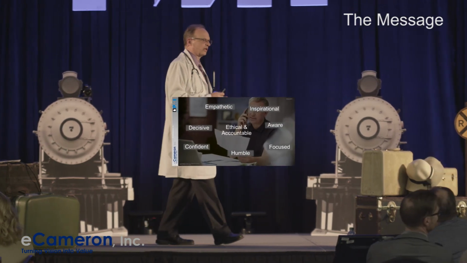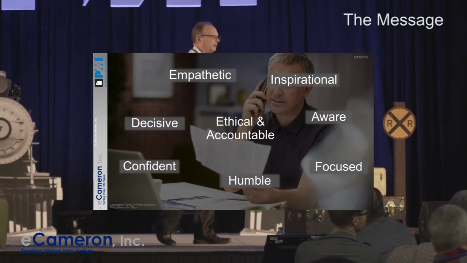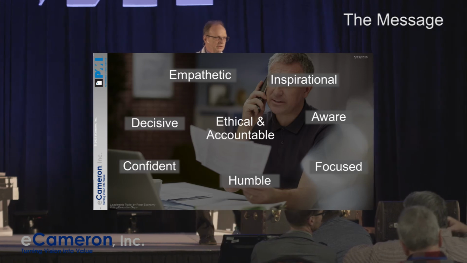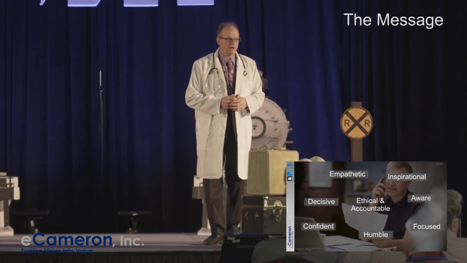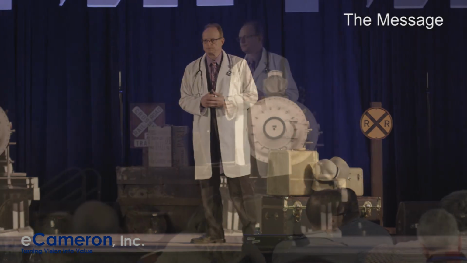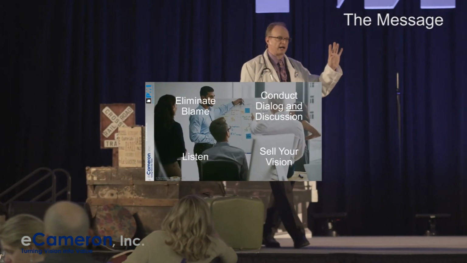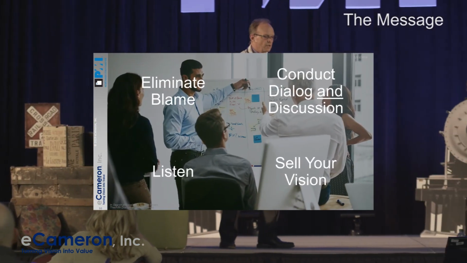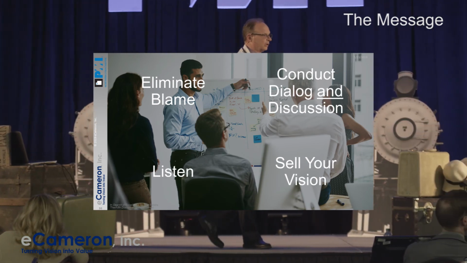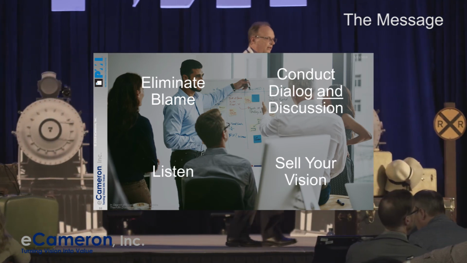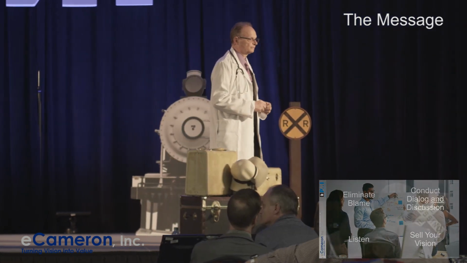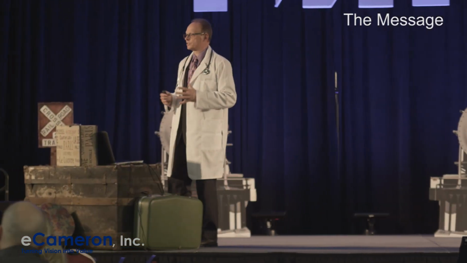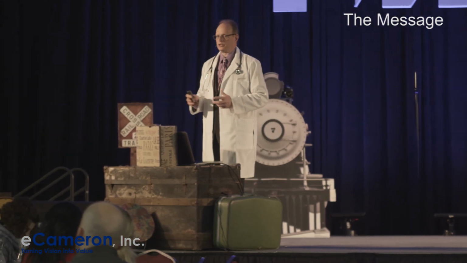2 of these leadership traits, though, you have to have. 7 you can work on. Those 2 you have to have are ethics and accountability. And I want to talk about the 4 core actions that we have to take. And those 4 core actions are to eliminate blame, conduct dialogue and discussion, listen, and sell your vision. When you pull all these things together as leaders, you end up with what's called leadership with soul.